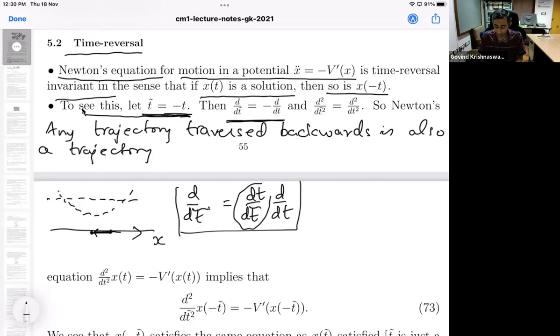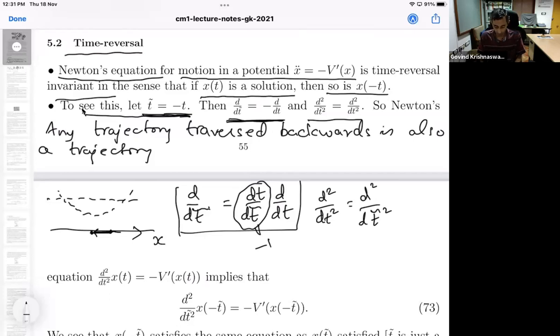dt by d tilde is minus 1. Okay, and therefore we have this result. Similarly, we can compute the second derivative. In that case you will get two minus signs and therefore the two are equal. So d squared by dt squared is equal to d squared by dt tilde squared. They are the same.